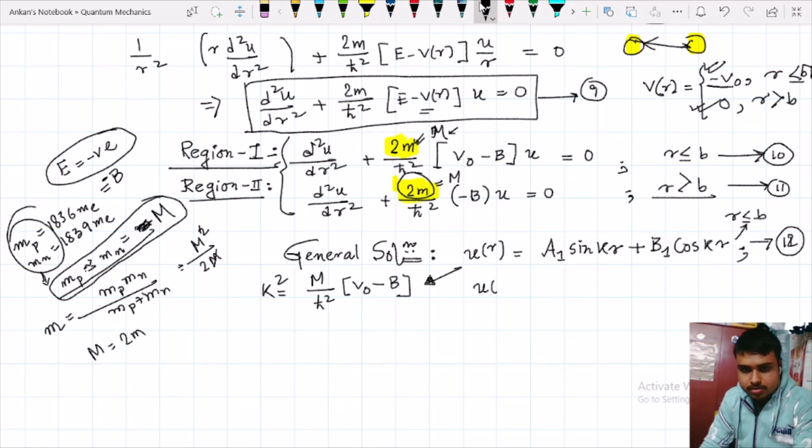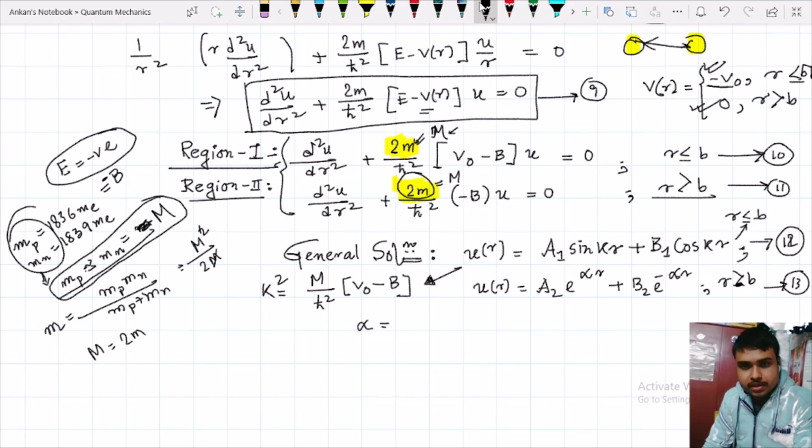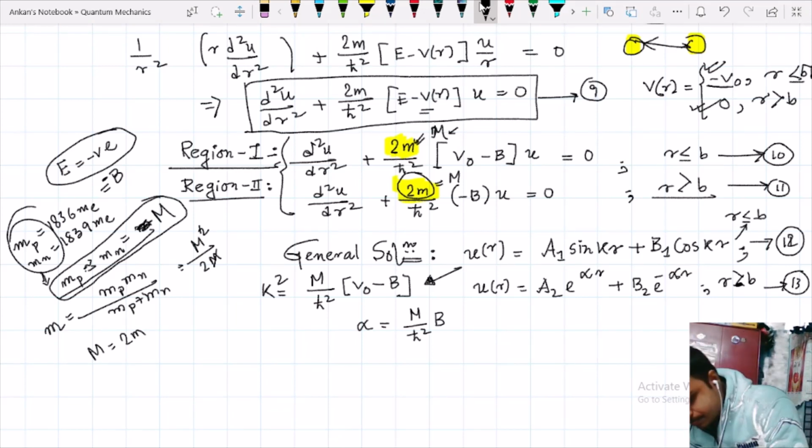Okay, and in region 2, u(r) can be taken to be a2 e to the power alpha r plus b2 e to the power minus alpha r, for r greater than b. This is equation number 13, where alpha is taken to be equal to the square root of 2m upon h-bar squared times b.